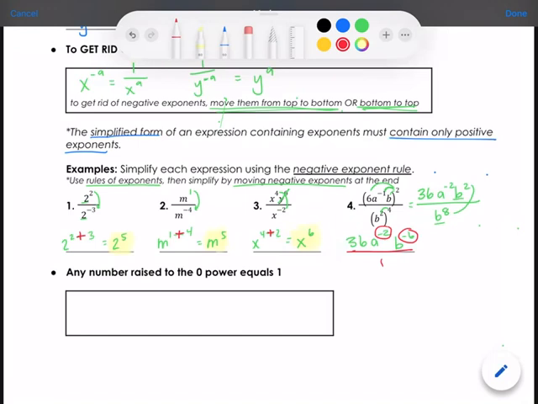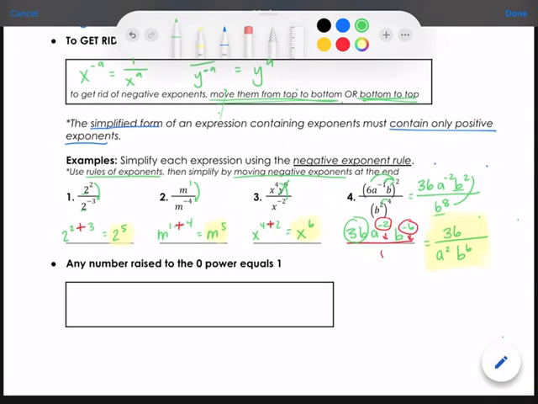Well, what that means is these are currently on top. I have no bottom. It's just kind of like over 1. So to simplify, I have to move these to the bottom. So when I rewrite this, the 36 stays on top because it doesn't have a negative exponent. So I have 36 over a squared and b to the 6th. When I move those exponents to the denominator, they become positive, which is what I want. And I'm done.